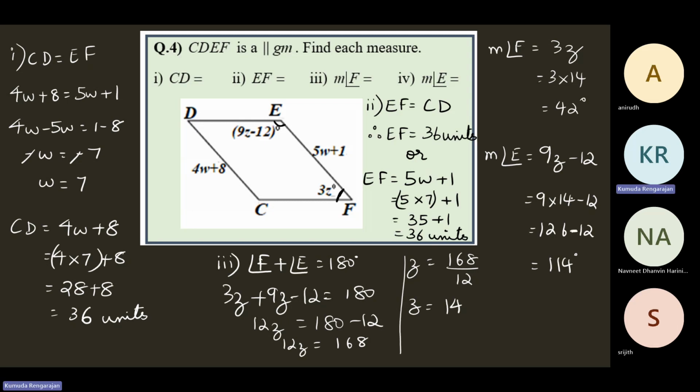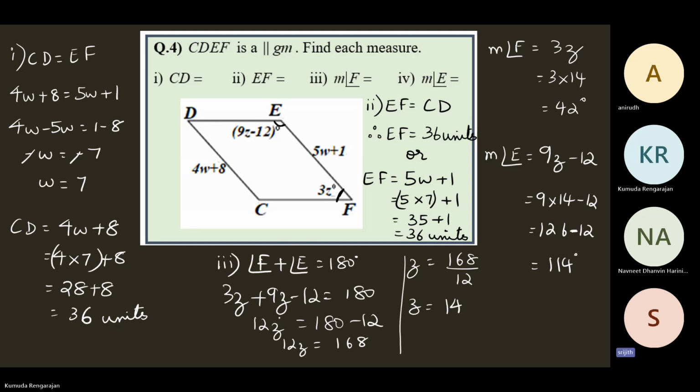No, there's something wrong. These two angles must add up to 180. Spot the mistake. Ma'am, answer is only 130 degrees, not 114. 9 into 14 is, I think, not 126. Answer is 138 degrees.